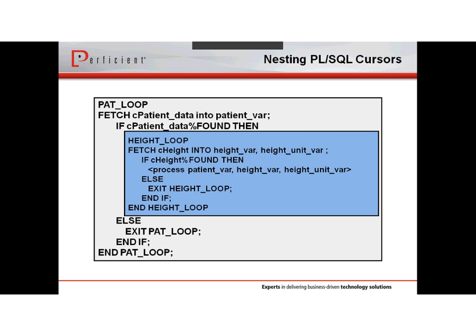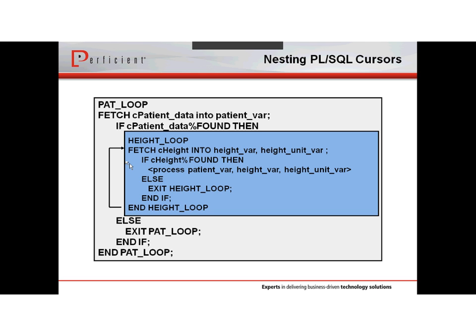Okay, inside the patient loop, we have another loop called the height loop. And the height loop fetches the C height into height var, height unit var. And again, if C height is found, do something, process it. If it's not found, exit the height loop. So the execution will actually be, again, if we find something, we process it. If height found, then process it. The height loop ends, it does another fetch.